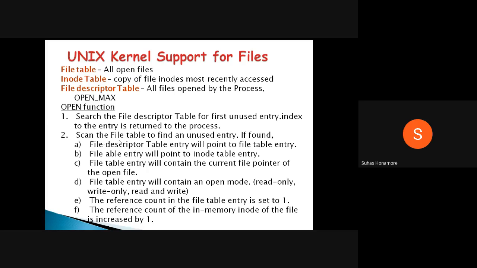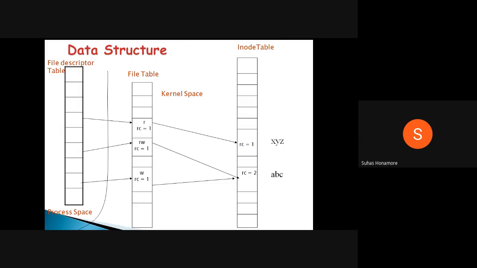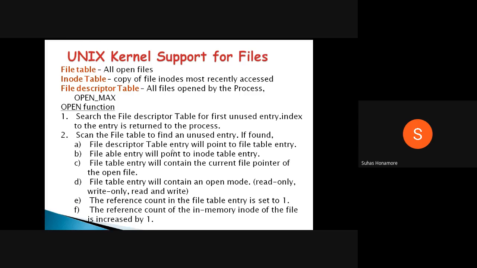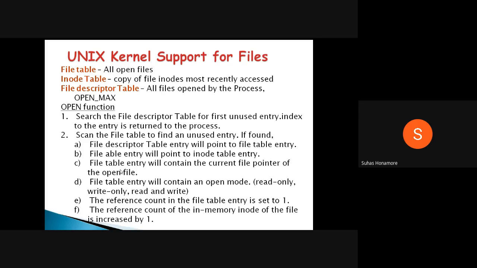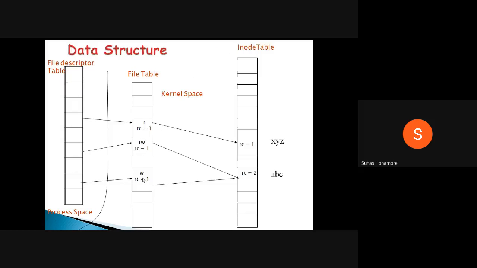Then it will scan the file table to find an unused entry and try to insert there. The file descriptor table entry will then point to that file table entry. Suppose from here to here we got the entry, so it will point to it. Then a file table entry will contain the current file pointer of the open file, which is the physical location starting address that I was mentioning. So you will get the file pointer there.